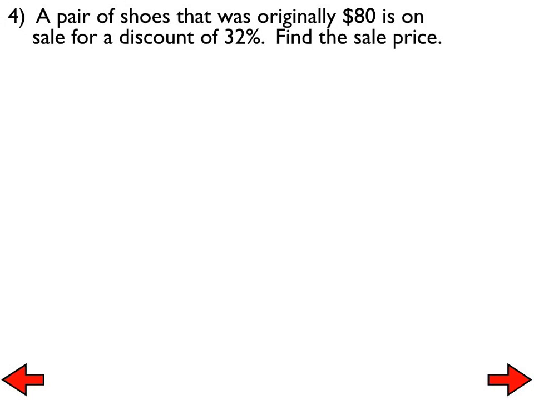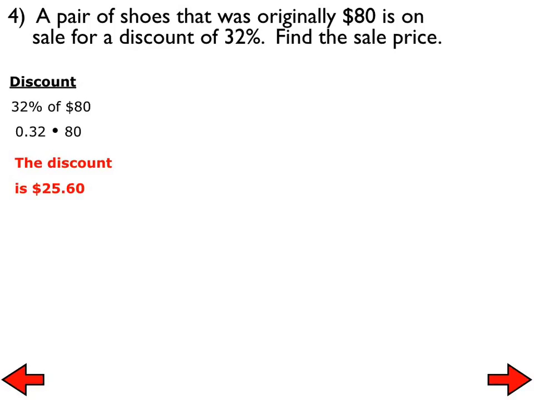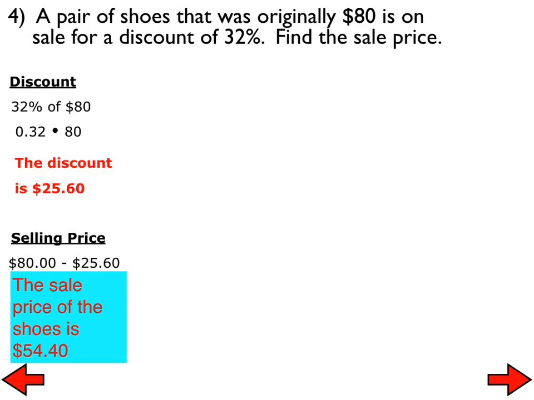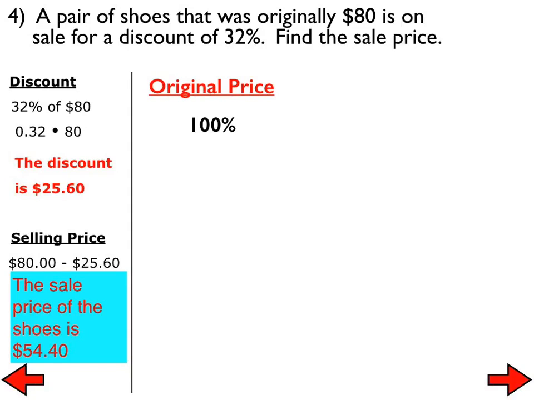This one is discount, so make sure you are using the correct percentage. Please pick either the proportion way or the find the percent of a number way. Pick one of those two. So discount only would be $25.60. So multiplying 32% of 80, and then subtracting that away from the 80 would give you $54.40. That was yesterday's way. Today I asked you to do proportion way or percent of a number way.